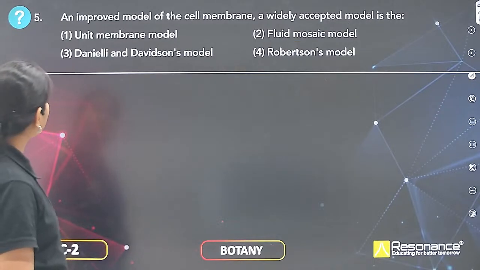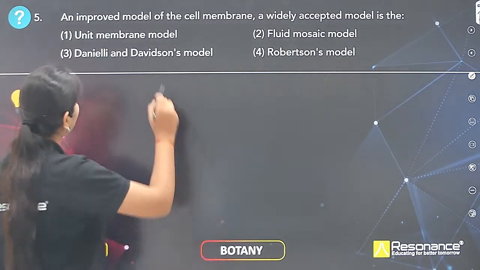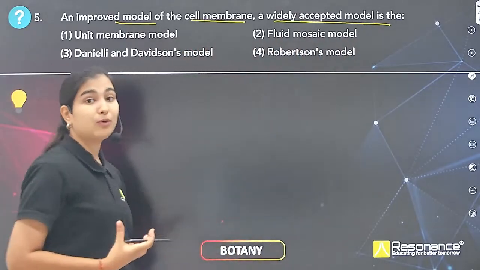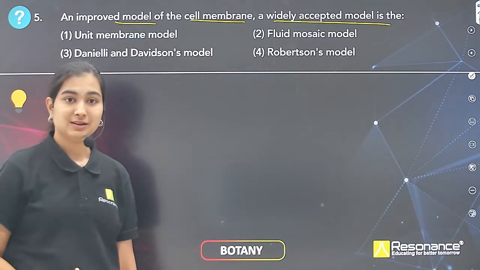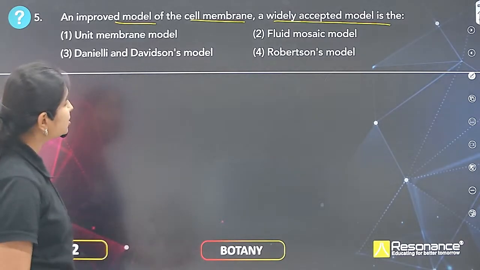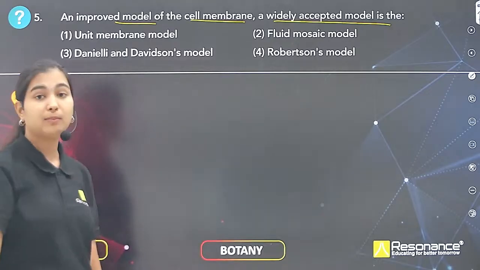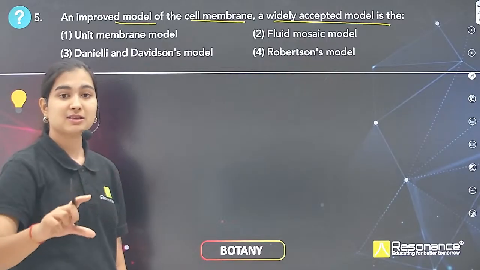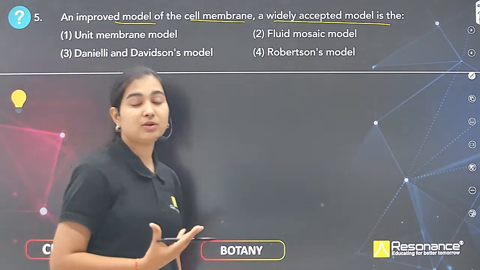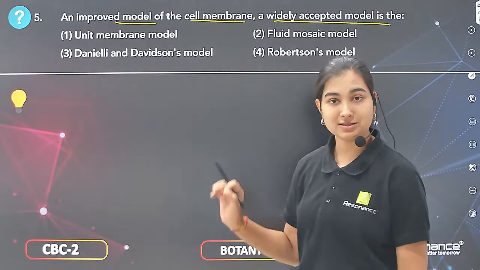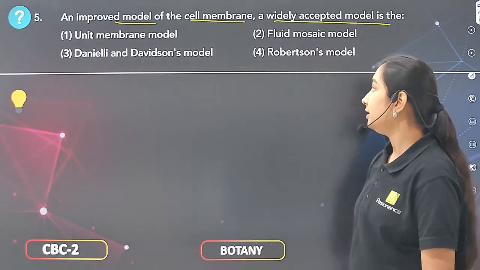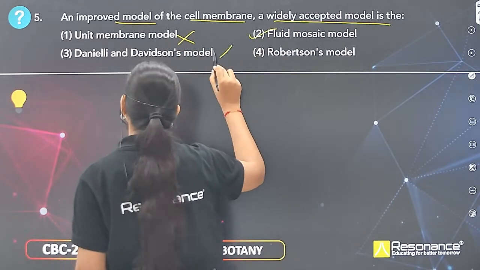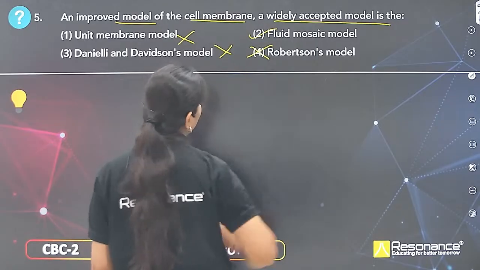Next, moving on to the next question: an important model of the cell membrane is the widely accepted model. What is the important model which is widely accepted? For sure, without doubt, it's the fluid mosaic model. When this topic was being explained, the fluid mosaic model was explained properly. This is the model which was the most popular, right? It is not the unit membrane model. It is the fluid mosaic model, not the Danielli and Davson model, not the Robertson model.